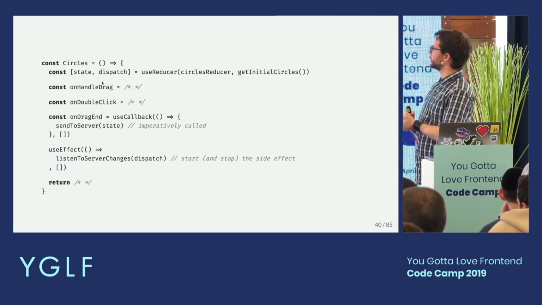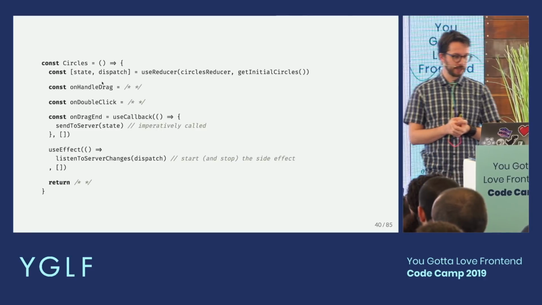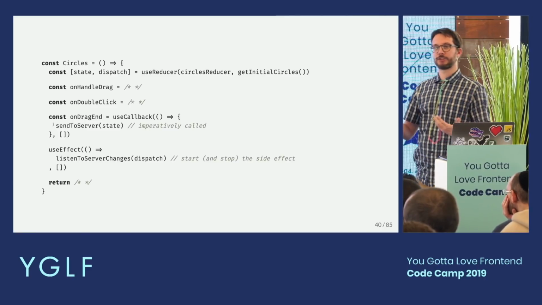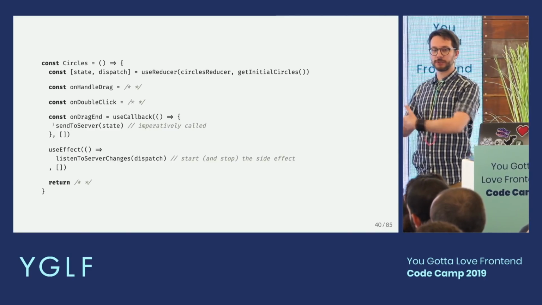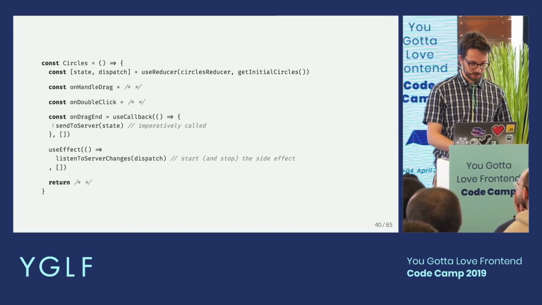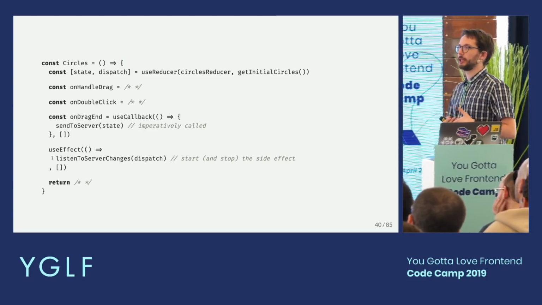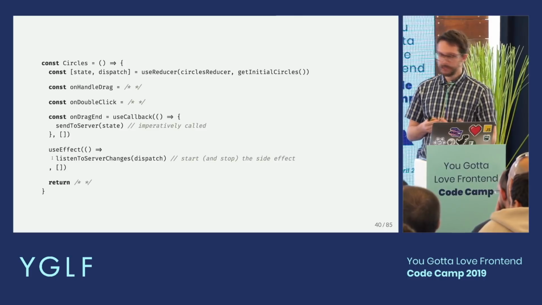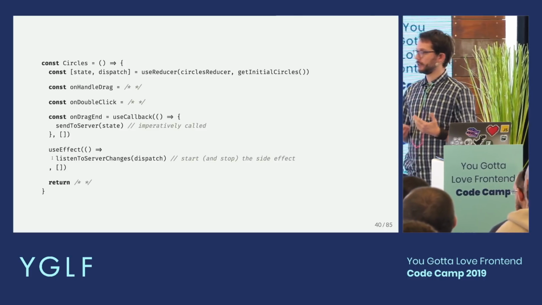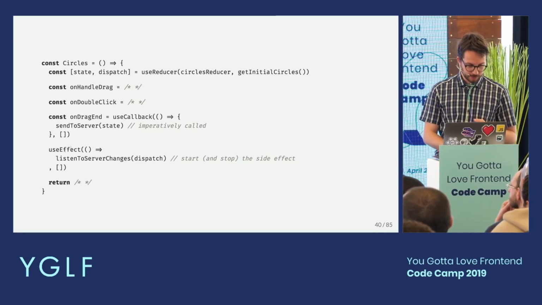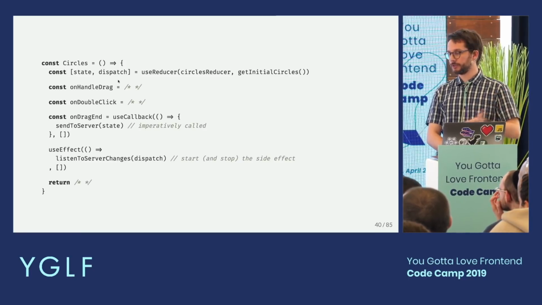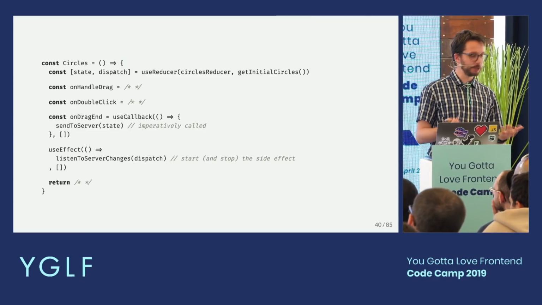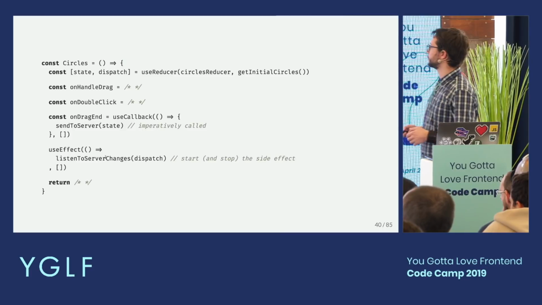I told you that we also want to introduce some side effects. So here are the two side effects. One is that once a drag ends, so not while we are dragging, but when it ends, we want to send the updated state to the server. And secondly, we also set up a socket connection to the server and receive those changes. The implementation of that isn't relevant, but what's interesting is the wiring. Because this circles component owns the state, we have to give that dispatch function to be able to add new circles to that listener.